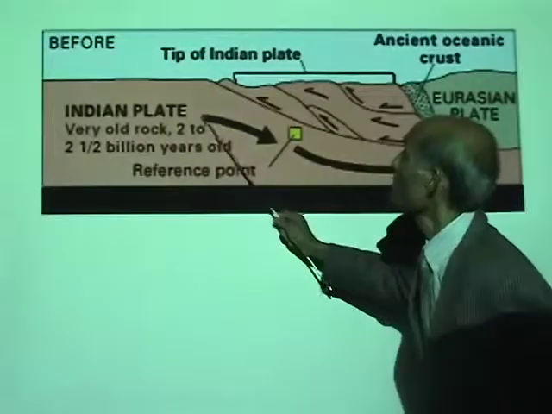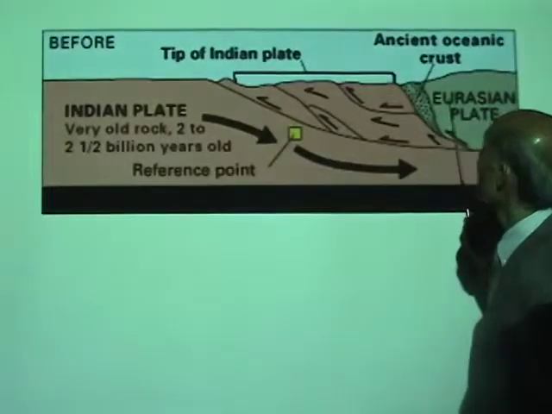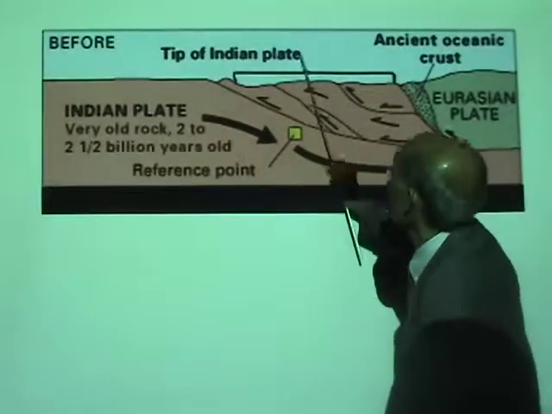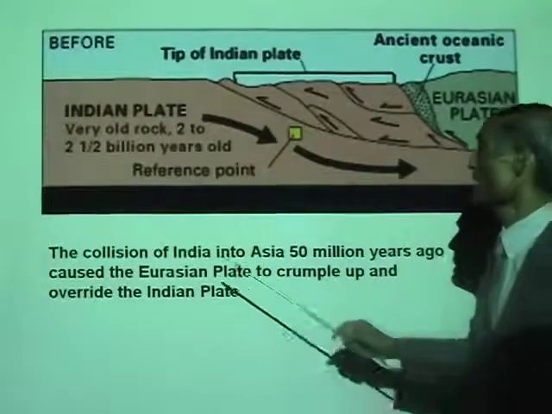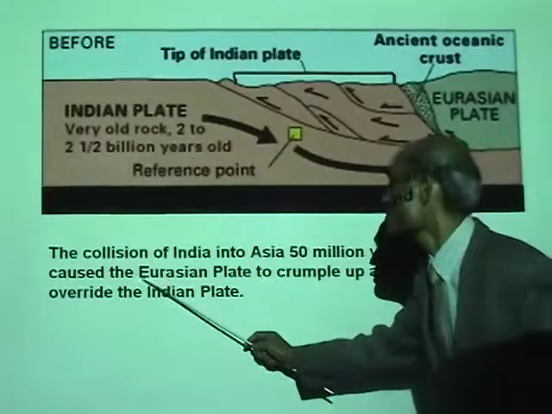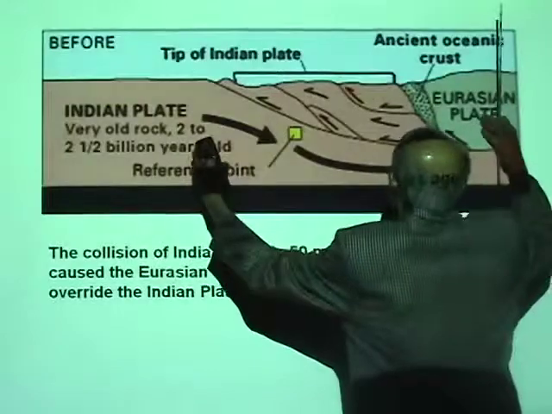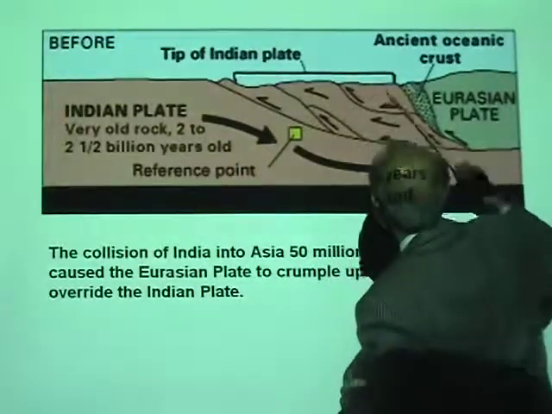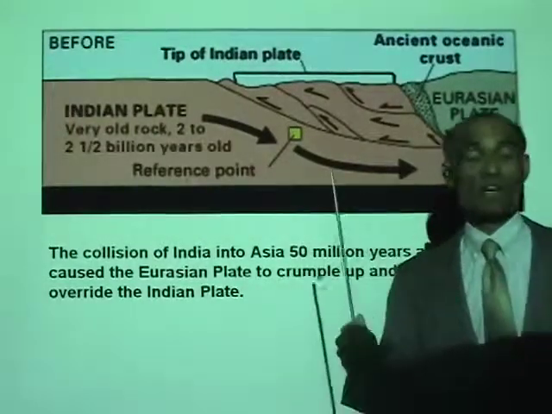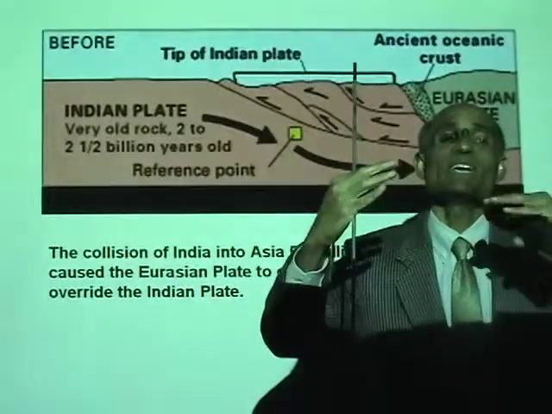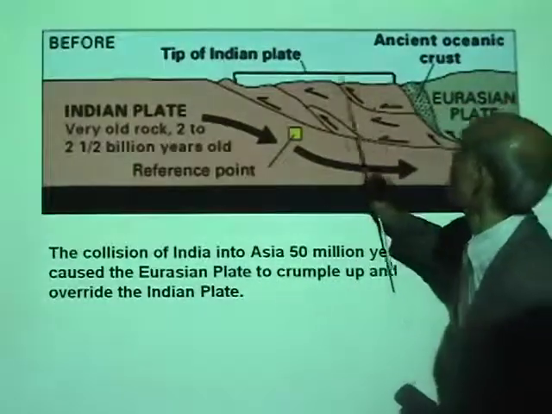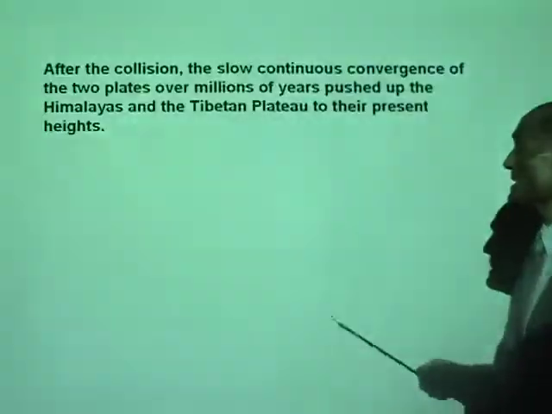Now this is the Indian plate, very old rock, and this is the Eurasian plate. And there you have the great big meeting, and you got the big mountain ranges produced there. The collision of India into Asia 50 million years ago caused the Eurasian plate to crumble. Because the Eurasian plate crumbled, it overrode the Indian plate. So the Indian plate did not buckle a lot. The Eurasian plate overrode the Indian plate.